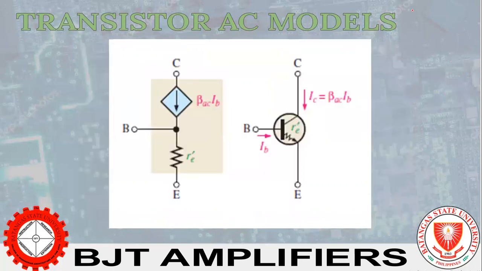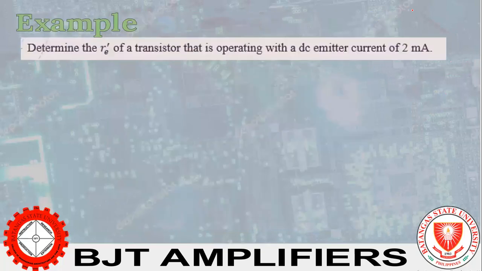So let's have this one. Okay, so determine natin yung re prime of a transistor that is operating with a DC emitter current of 2 milliampere.